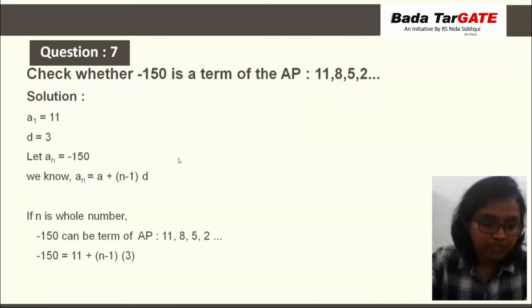So we are substituting this value in the equation. We get the value of N as 54.666, which is not a whole number. So we can understand that minus 150 is not a term of this AP.